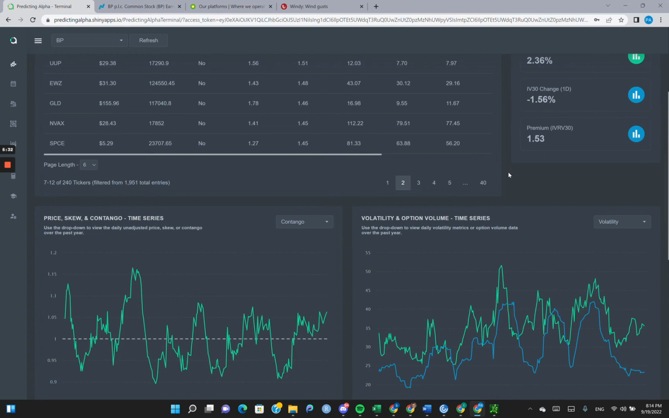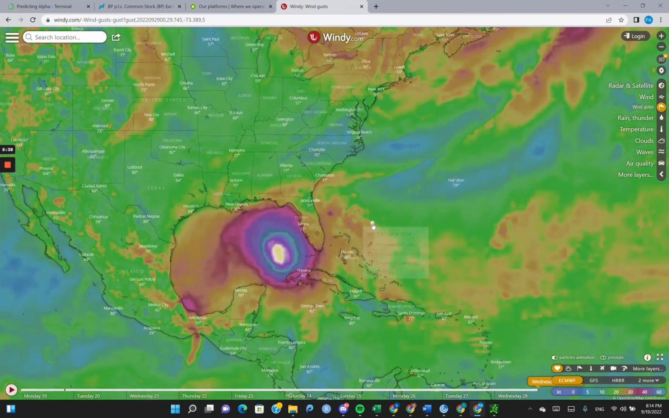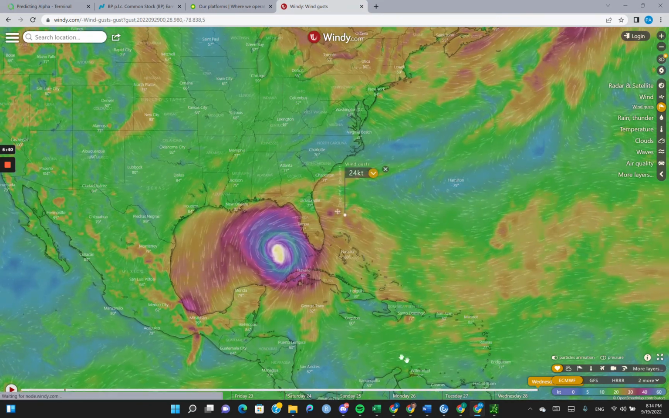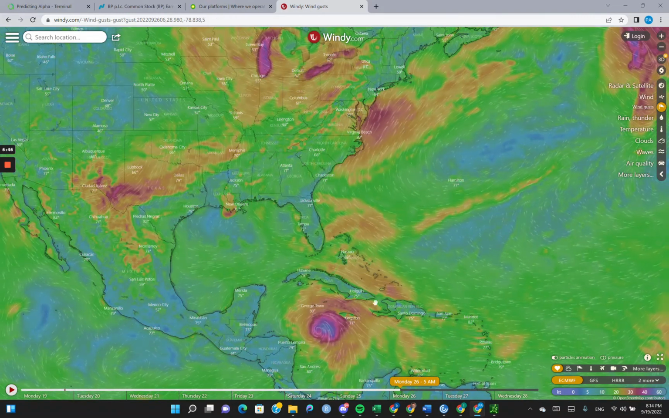What could be the true catalyst? And I think it has something to do with this. I could be wrong. And yes, we are using weather on PA. We are using data, all forms of data. So this is the European model, right?